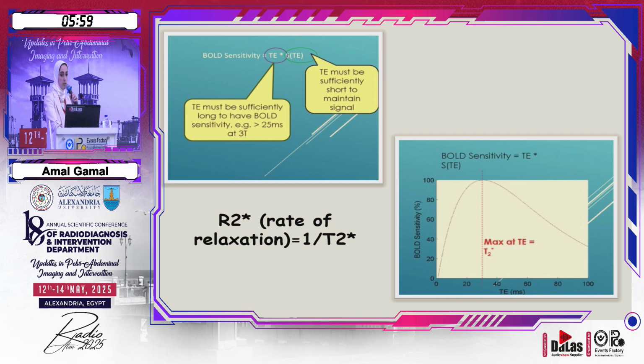Thus, the echo time must be sufficiently short to maintain signal and must be sufficiently long to have the BOLD sensitivity, and this is called the T2 star. And then R2 star, which is the BOLD effect itself, can be quantified by plotting the natural log of signal intensity against the echo time. So R2 star is 1 divided by T2 star.